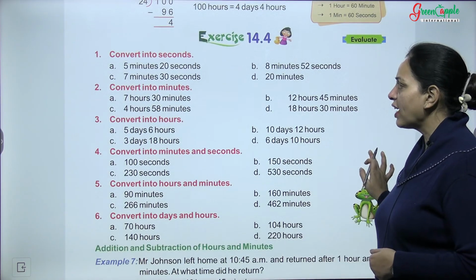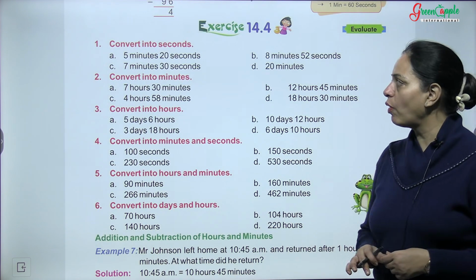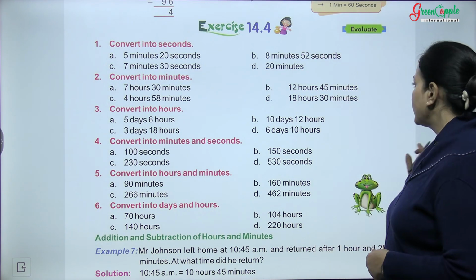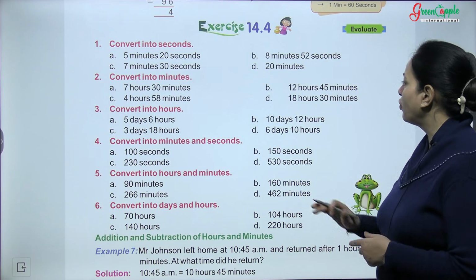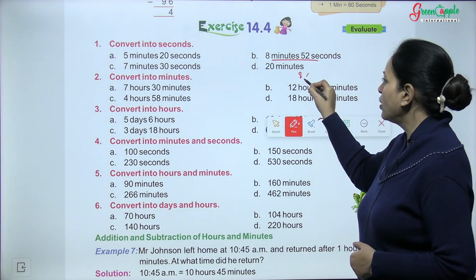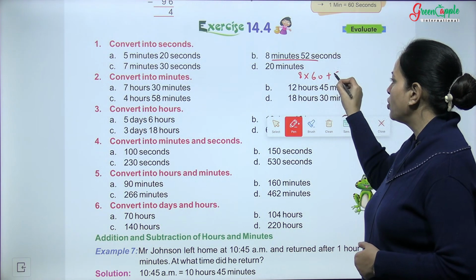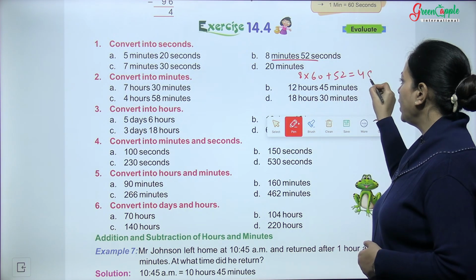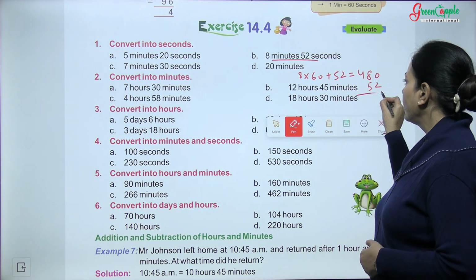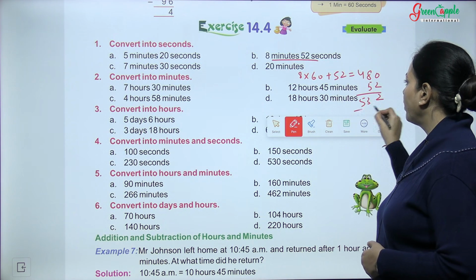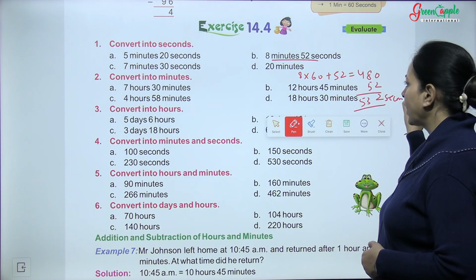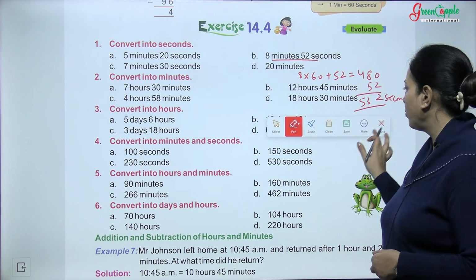Now exercise 14.4, question number 1. Convert into seconds, like B part, 8 minutes 52 seconds. So 8 into 60 plus 52. So 480 plus 52, that is 532 seconds. Similarly, you can try the remaining parts.